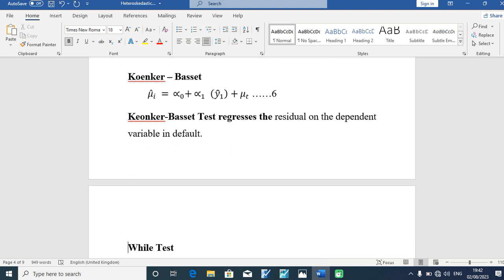Recall that the dependent variable of the previous equation we saw as the model equation was yt. But in a situation where the error term becomes the dependent variable and the dependent variable becomes an explanatory variable, then that is what we call the Ramsey-Bassett equation.